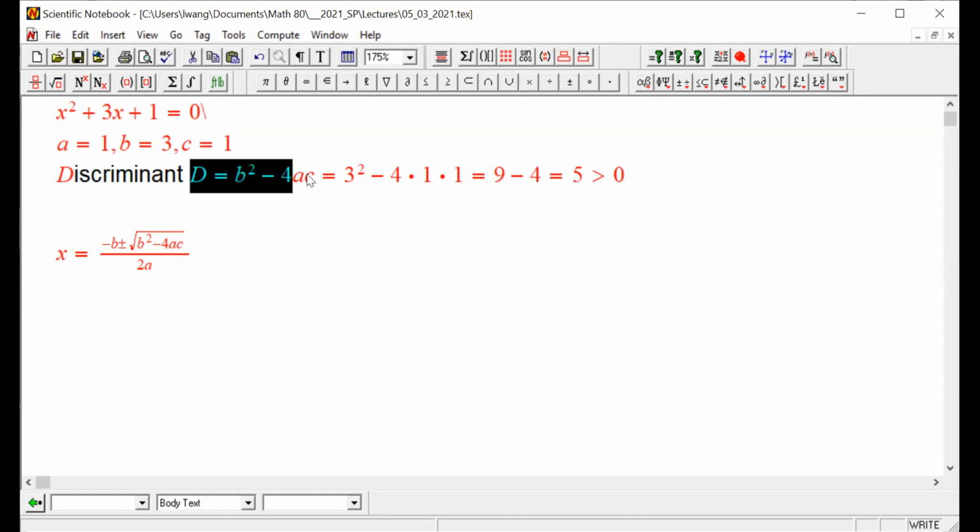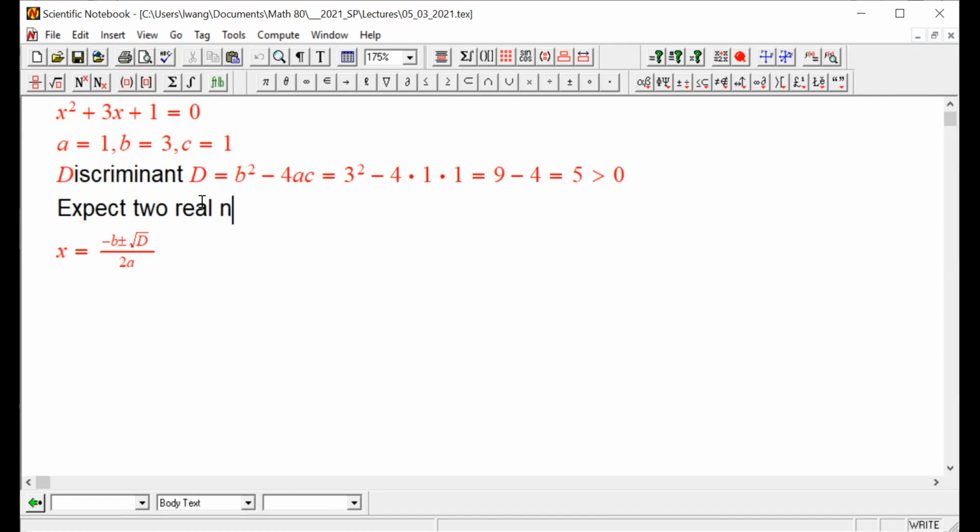So by introducing this intermediate symbol, we can put this capital D here. This discriminant being positive tells us a lot of information. We expect 2 real number solutions. That's the beauty about it. So you know what to expect once you know the value of the discriminant.